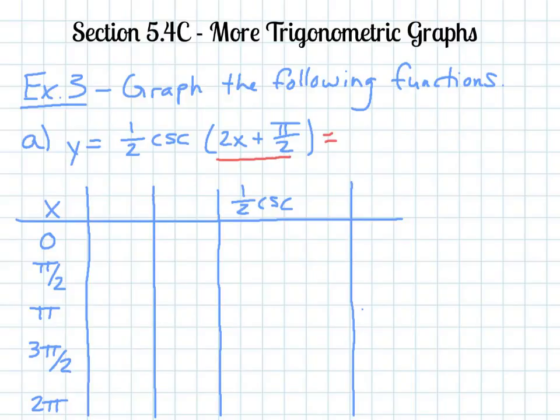When you have something like 2x plus pi over 2 inside the parentheses, to figure out your correct phase shift, you need to factor out those values. So if I factor out a 2, 2x divided by 2 gives me x, and pi over 2 divided by 2 gets me pi over 4. Okay, so now I have the correct phase shift, which is moving it over to the left, pi over 4.